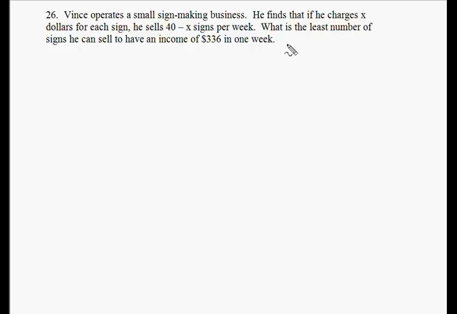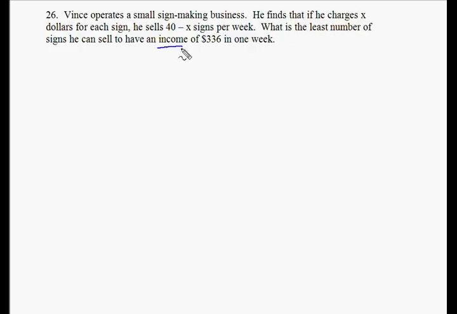Vince operates a small sign-making business. He finds that if he charges X dollars for each sign, he sells 40 minus X signs per week. And what is the least number of signs he can sell to have an income of $336?